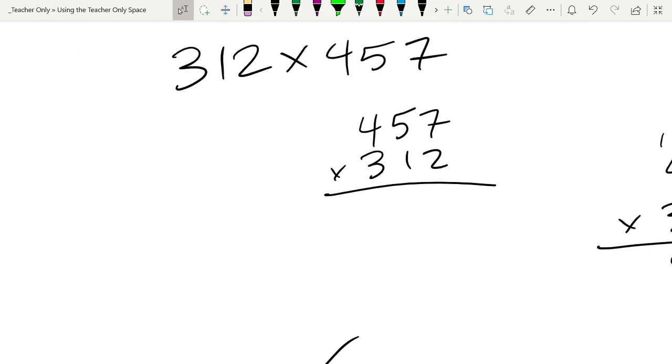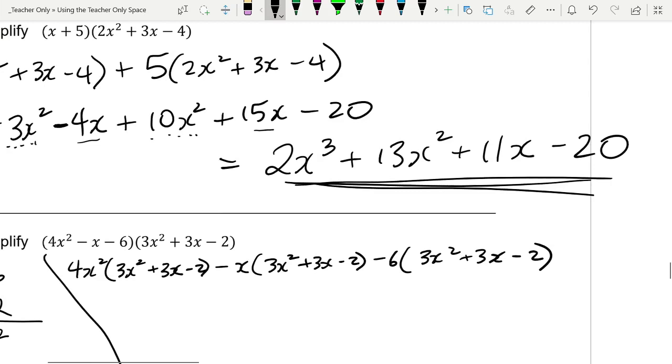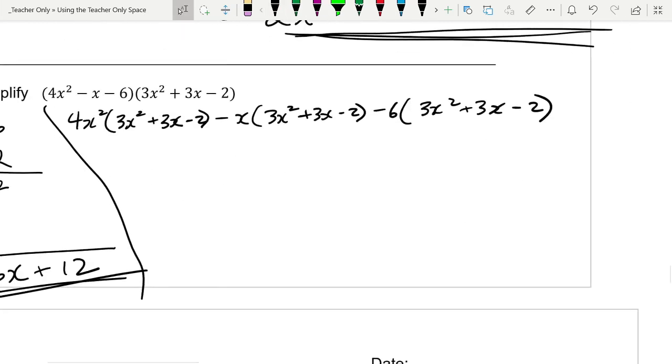Do you have to do it that way? No. You could do what's 300 times this number, what's 10 times this number, and what's 2 times this number, and then add up all the numbers. That's exactly what this method is. But the bigger it gets, the more work it gets. So, I mean, we should get the same thing.